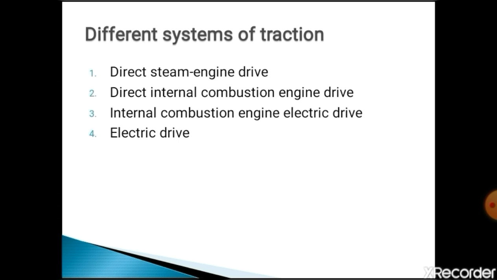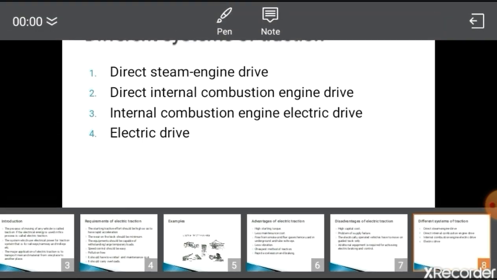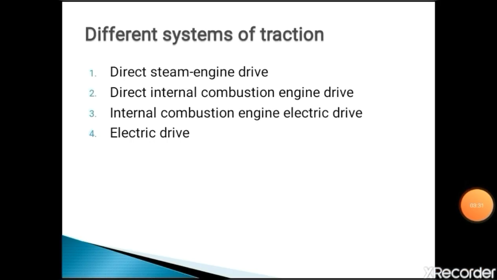Now we'll see the different systems of traction. There are four systems of traction: direct steam engine drive, direct internal combustion engine drive, internal combustion engine electric drive, and one more is electric drive. First one is direct steam engine drive. This system is very extensively used for railway work.